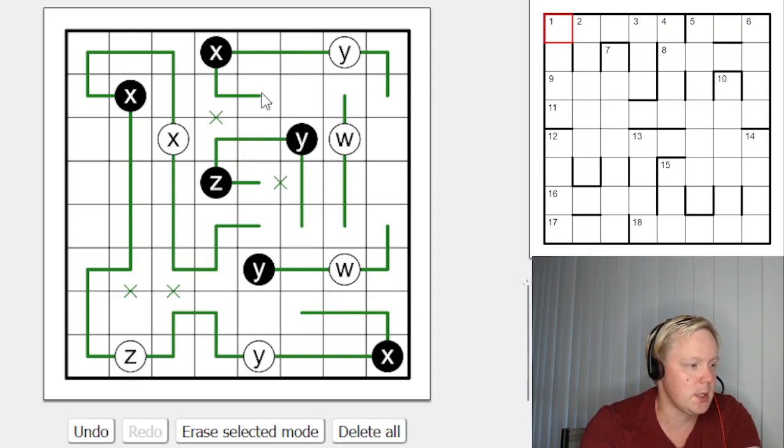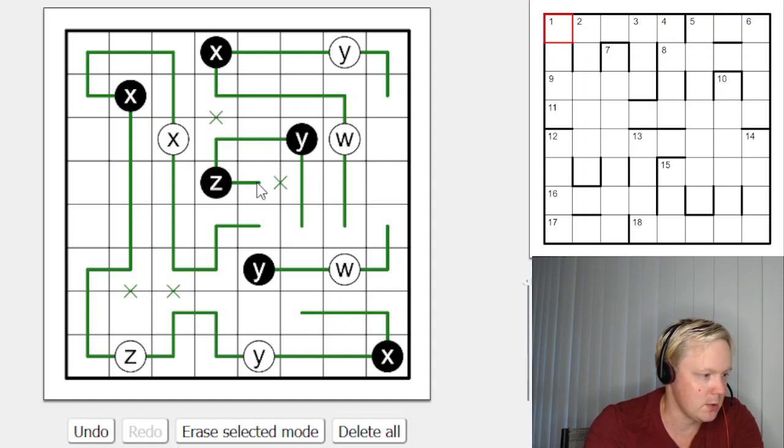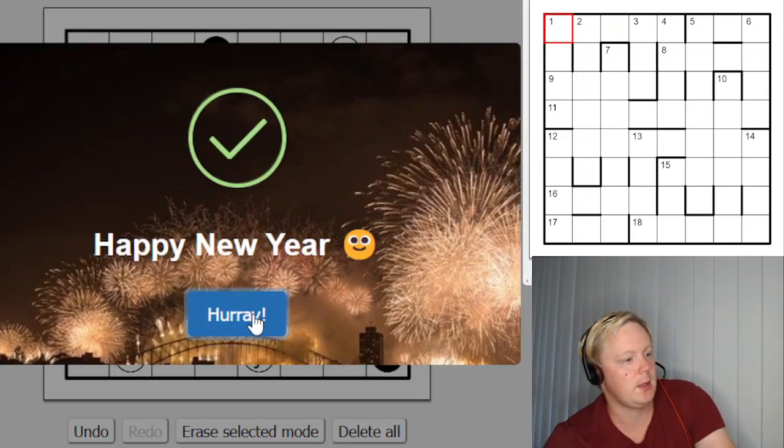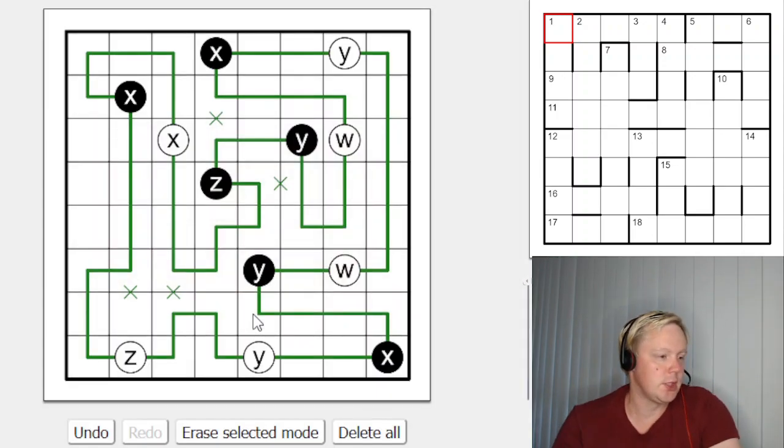Now that leaves this with only one way to go. It has to join here, has to go straight and then straight. And it's pretty straightforward from here. This has only one option. Now this Y has to turn, it can't go up, so it must go down, and we must join these. This only has one way to go. And now both of these only have one option. And that is the solution to the shingoki.